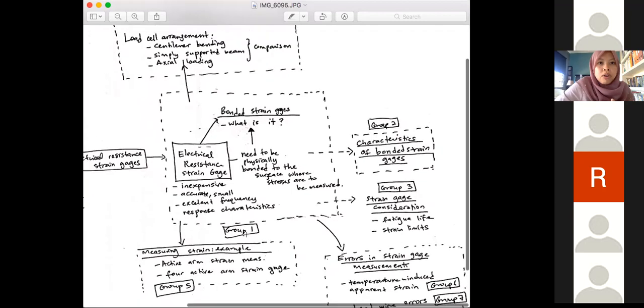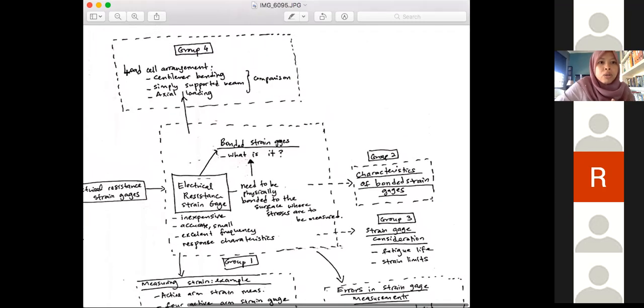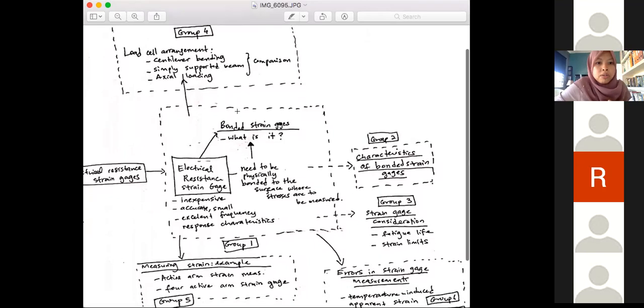Group number 4 will discuss about the load cell arrangement. There are 3 load cell arrangements: cantilever bending, simply supported beam, and axial loading. And then probably you can make a comparison between the 3 load cell arrangements for you to measure the strain. Okay, maksudnya load cell ni, you want to measure regangan di atas load cell, which is a lot being used in engineering, mechanical engineering. Okay, so that will be group number 4.